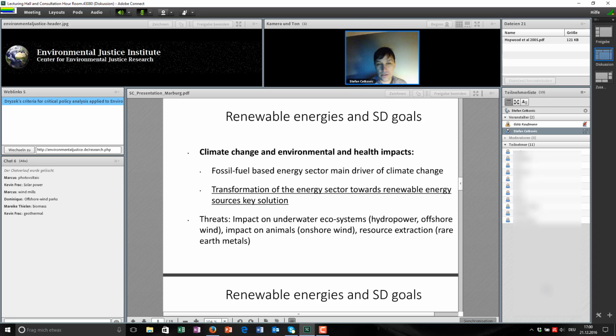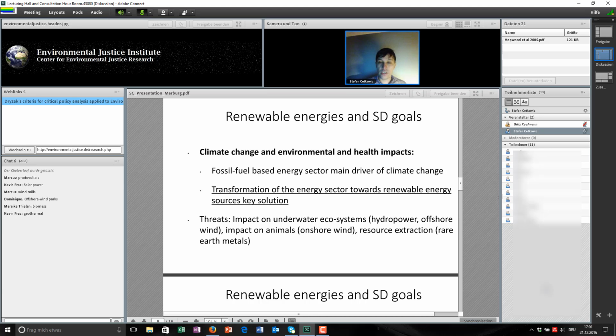Okay, so the next slide is here pointed out as the Sustainable Development Goal of climate change, so combating climate change, but also reducing environmental and health impacts. And here again, the fossil fuel-based energy sector is the main driver of climate change. And essentially, as a result, in order to combat climate change, we actually need a structural transformation of the energy sector. And this structural transformation of the energy sector will need to go in the direction of renewable energy sources, because we have few other options.